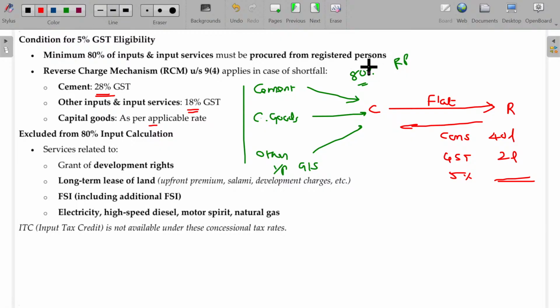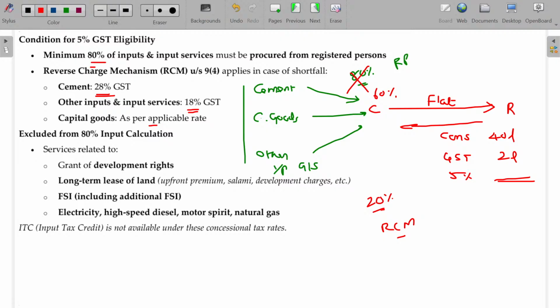Sir, what happens if the number is only 60%? Then automatically, the remaining 20% you have to pay under RCM basis for procuring this. 80% of your input should be purchased from the registered person. If it falls less than 80%, 70% or 60%, the remaining is purchased from the unregistered, so you have to pay the GST under RCM basis at the applicable rate, 28% or 18% or the rate for the capital goods. Is that okay?